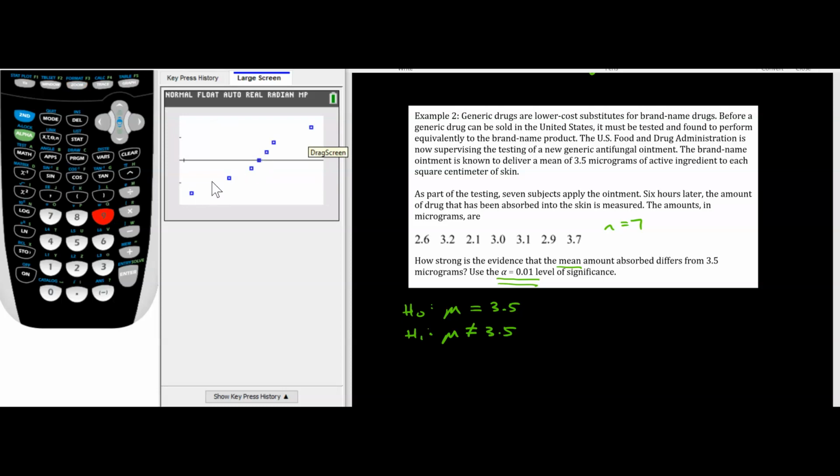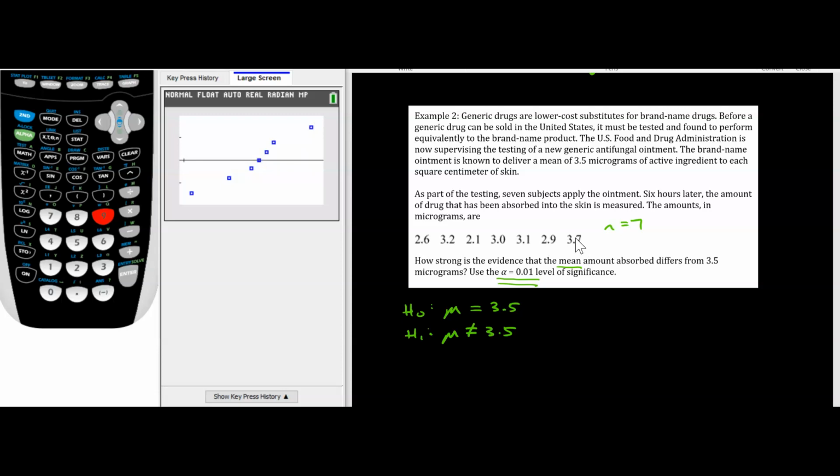And even though there's a little bit of a blip in here where it's not perfectly linear, I would still consider this to be approximately linear. And you might remember, when a normal quantile plot is approximately linear, we can conclude that this sample is coming from an approximately normal population.